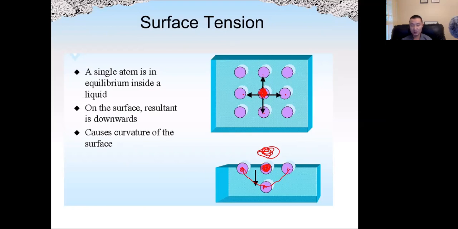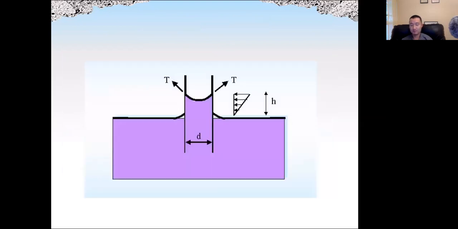So that will cause curvature of the surface. The surface cannot be a straight line, so it has to be curved so that we can have a balanced force. All right, so here we talk about the capillary force. If we insert an empty glass tube into the liquid, we form curvatures inside the glass and also outside the glass, on the surface of the glass.